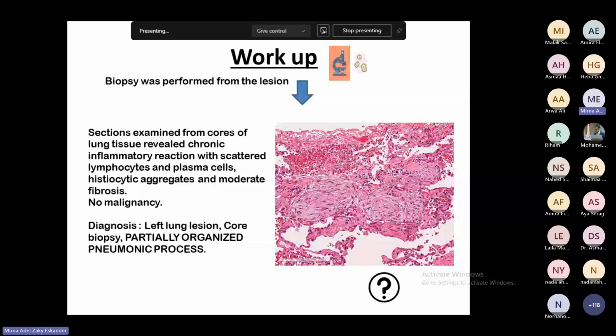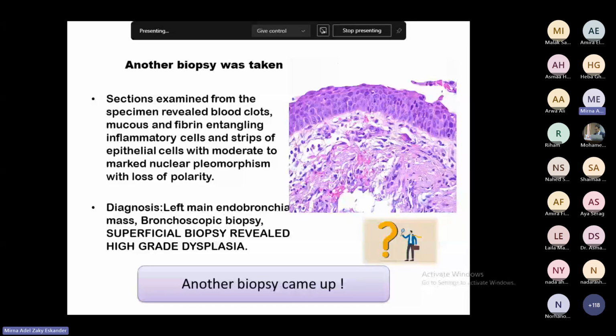Another biopsy was recommended, and it came up with a specimen which revealed blood clots, mucus, and fibrin entangling inflammatory cells and strips of epithelial cells with moderate to marked nuclear polymorphism and loss of polarity, as we can see here. So it gave the diagnosis of superficial biopsy, which revealed high-grade dysplasia. So this also was inconclusive. So another biopsy came up.